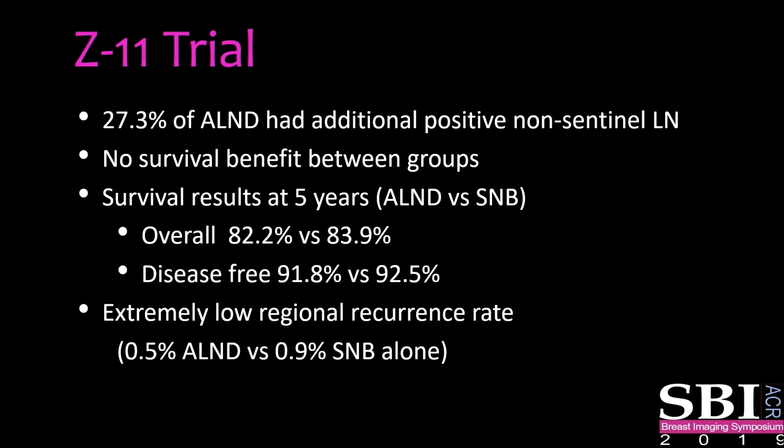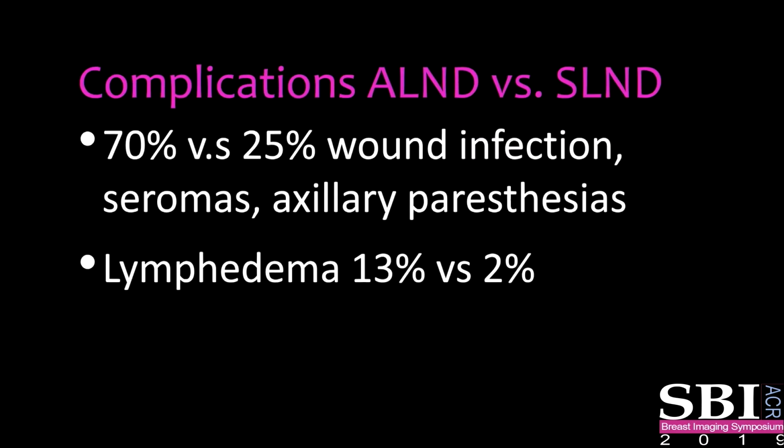But when you looked at the survival benefits, there was overall, as well as disease-free survival, there was really no difference at 5 years. And the locoregional recurrence rates were also not that different, as you see over here. The complications were definitely much less in the sentinel lymph node group compared to the axillary lymph node dissection group, and there was much less lymphedema associated with sentinel lymph node biopsies.